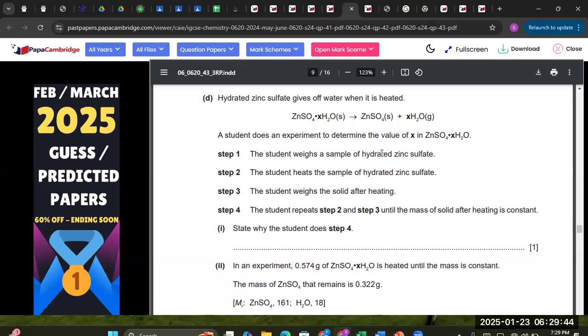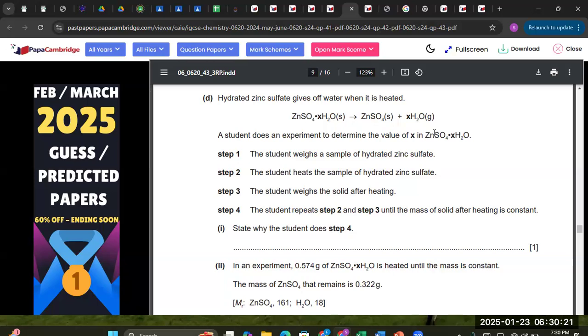So the student weighs a sample of hydrated zinc sulfate. So first he takes the crystal. The student heats the sample of hydrated zinc sulfate. So when the student heats the sample, what's going to happen? This water of crystallization will evaporate. Okay. So the crystal will slowly start turning into the powder that has no water inside it. Okay. So he's going to heat the sample, and as he heats the sample, the mass will decrease. Why will the mass decrease? Because the water is evaporating away.